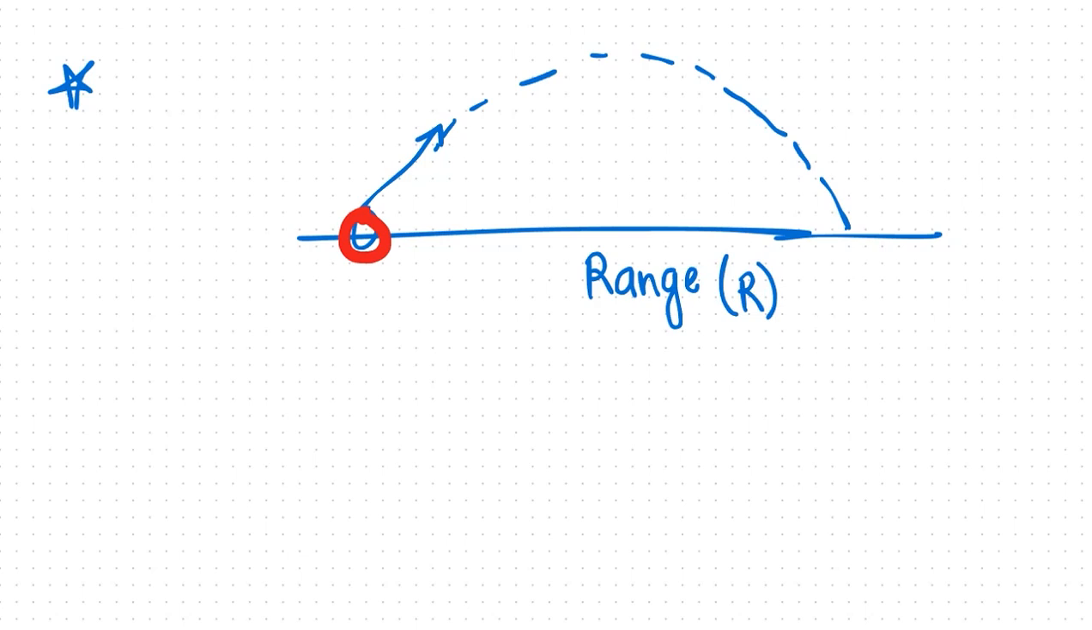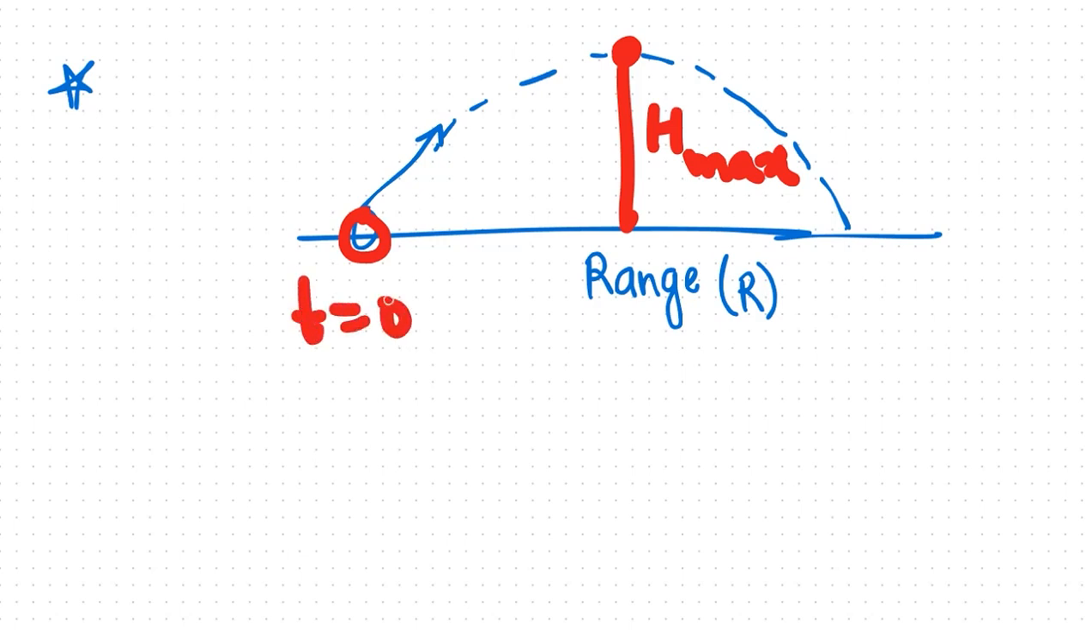And can you spot the maximum height? Where is it exactly? Is it here, here, where? Maximum height would be at the very top peak, at the top of its path. So this is the maximum height, H max. Make sense?